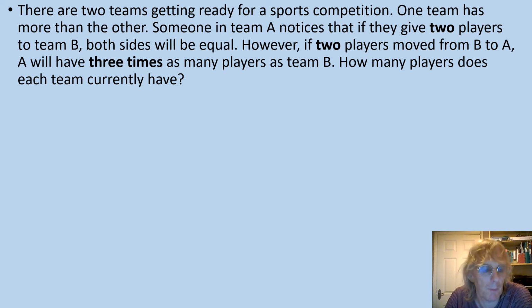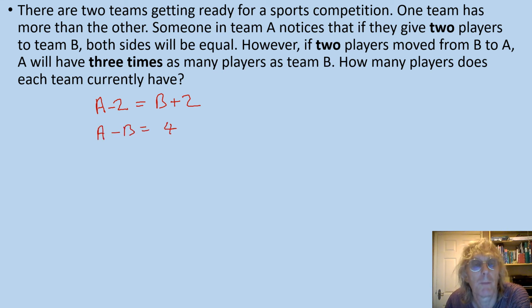So this one, we just got to do same sort of thing again. It's the same starting equation as the last one. A minus 2 is going to equal B plus 2. So again, we've got A minus B equals 4. But on the other side, we're going to have A plus 2, and that's going to equal 3 times B minus 2.